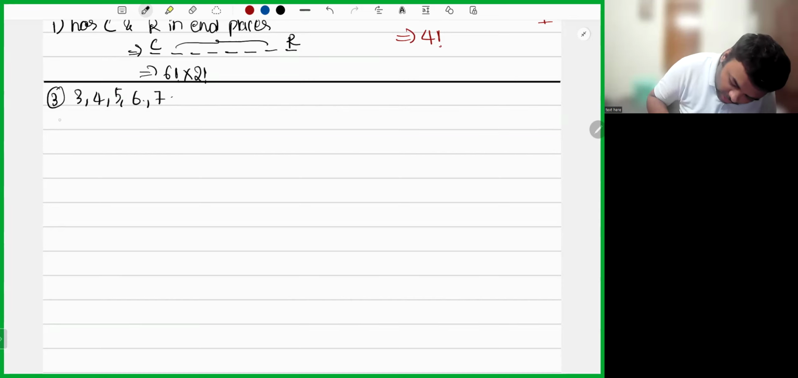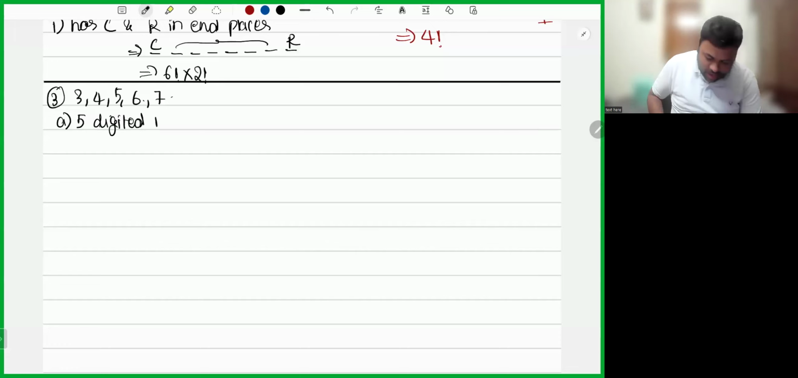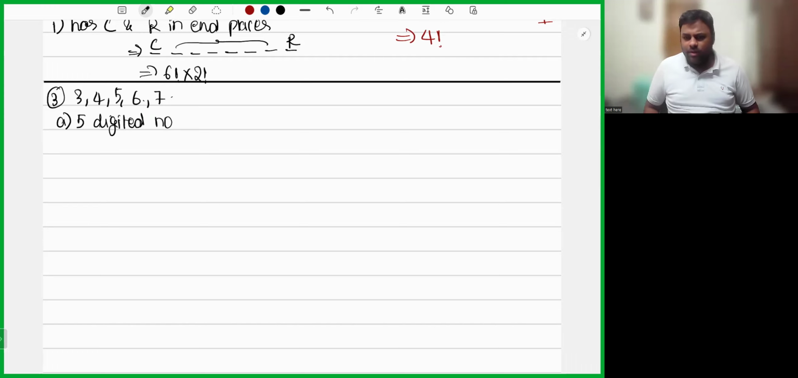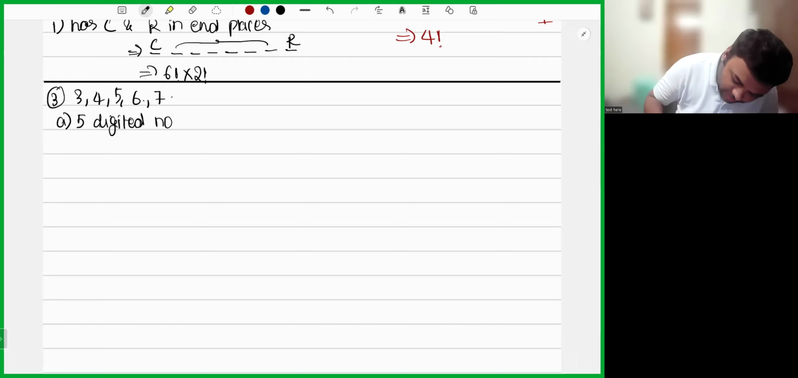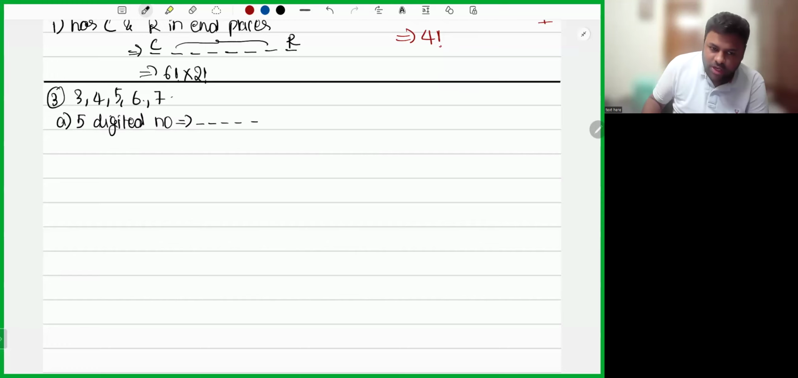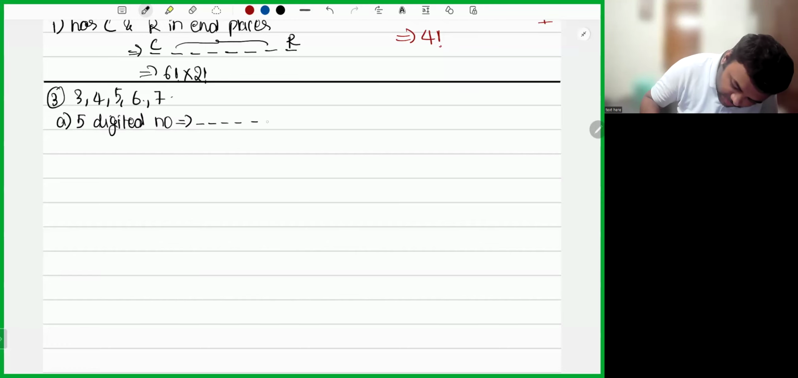So I need to form a 5-digit number. I'm having 5 numbers, 3, 4, 5, 6, 7, and I need to form a 5-digit number. How will you form a 5-digit number with 5 numbers? Obviously, it's a 5-digit number. 1, 2, 3, 4, 5. How will you arrange 5 digits in 5 places? 5 factorial.